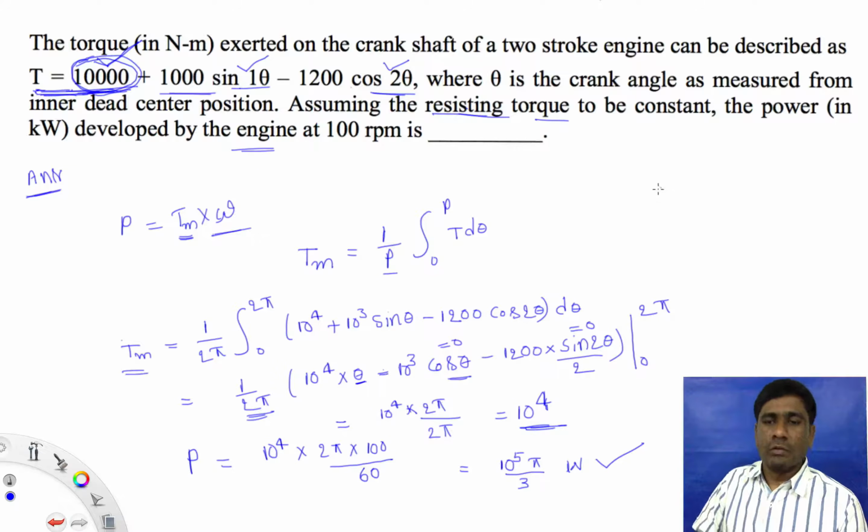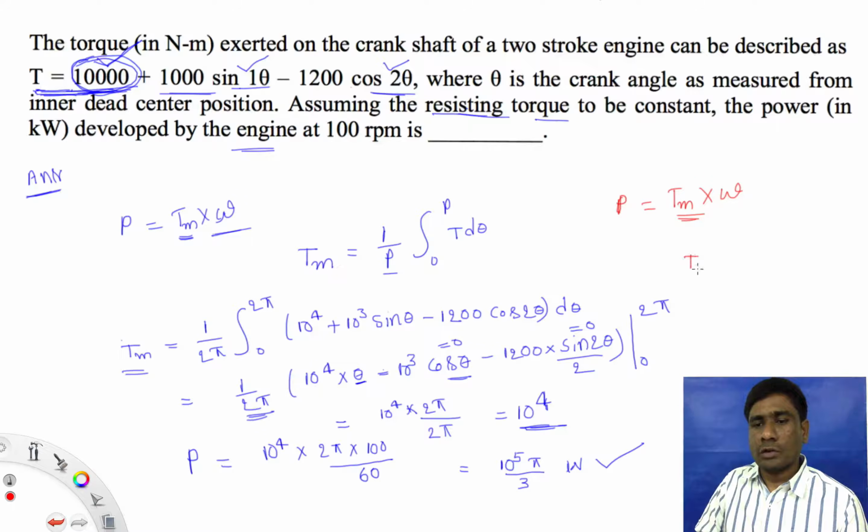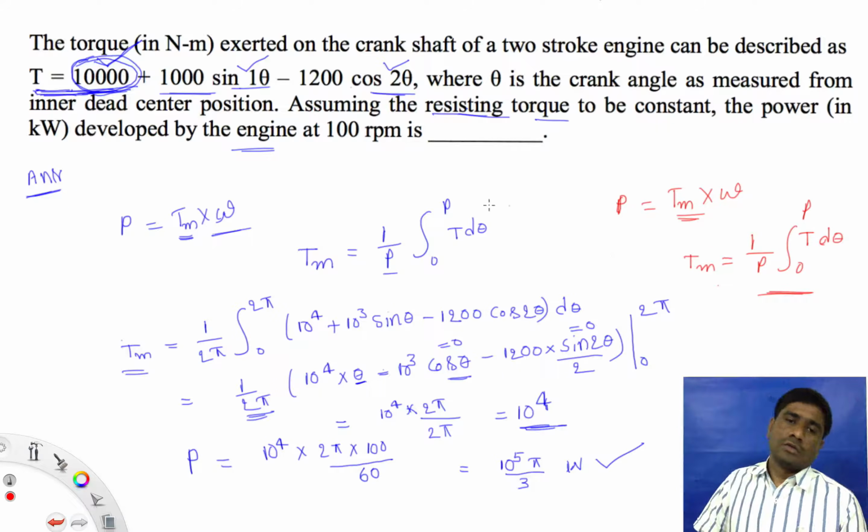So here, what are the formulas that we have used? Once again, let me see the formulas that we have here. First of all, we need to calculate power, that is T mean into omega, but we don't know T mean, so we need to calculate T mean from the given values. We know T mean equals 1 by P into the integral from 0 to P of T d theta. This we have derived from the energy equation. So it is as simple as that.